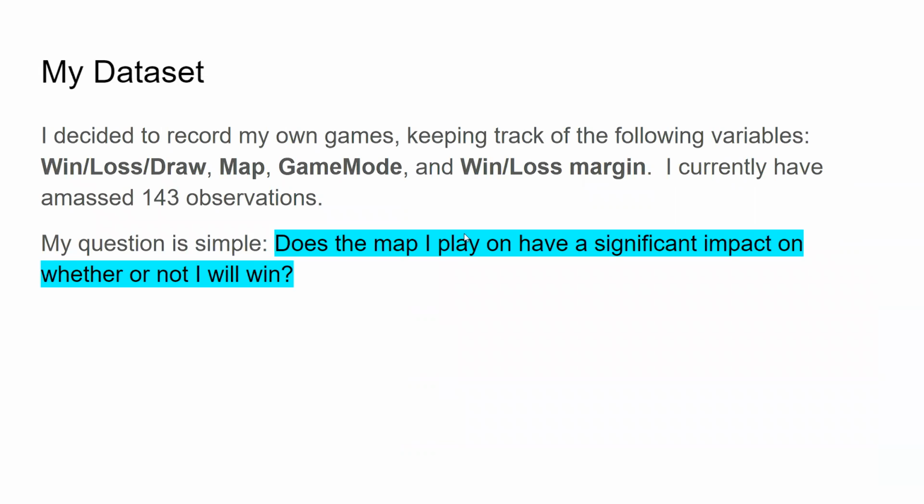So what I decided to do was to keep track of my own games, keeping track of these variables. So whether or not I won, lost, or drew ended up being very negligible. I pretty much just ignored them for this because I had like 1 or 2, mostly wins or losses. Obviously the map, the game mode, and how much I won or lost by. And I currently have about 143 observations.